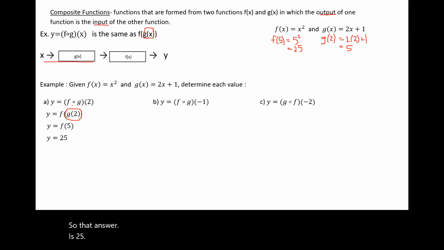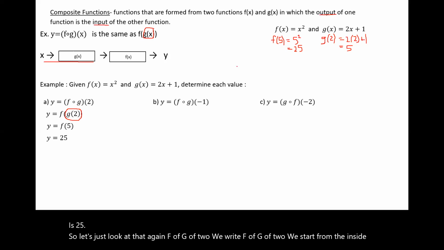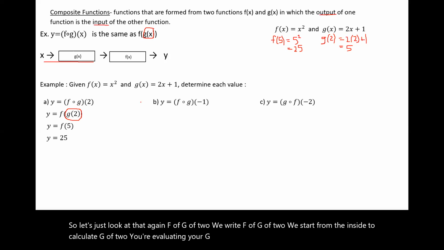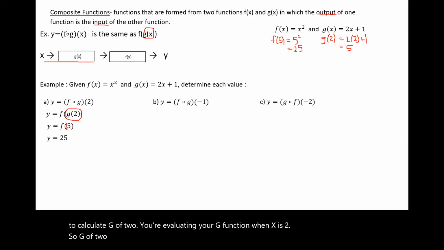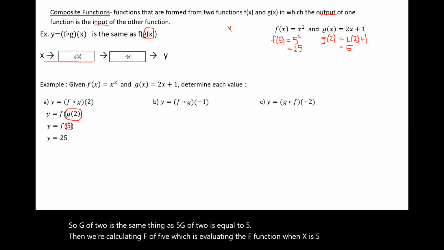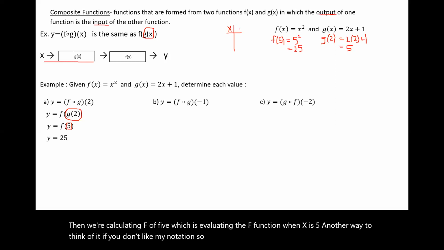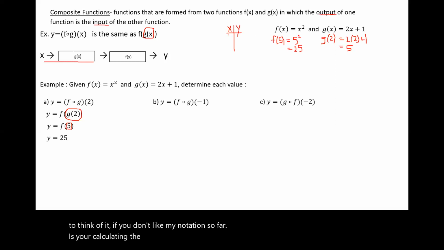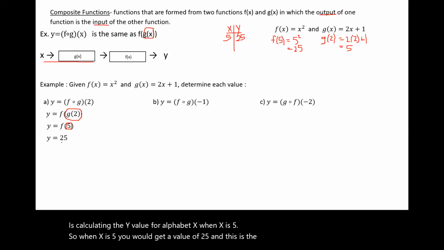Let's just look at that again. f of g of 2, we write f of g of 2. We start from the inside. To calculate g of 2, you're evaluating your g function when x is 2. So g of 2 is equal to 5. Then we're calculating f of 5, which is evaluating the f function when x is 5. Another way to think of it, if you don't like my notation so far, is you're calculating the y value for f of x when x is 5. So when x is 5, you would get a value of 25. And this is the answer for what y equals.